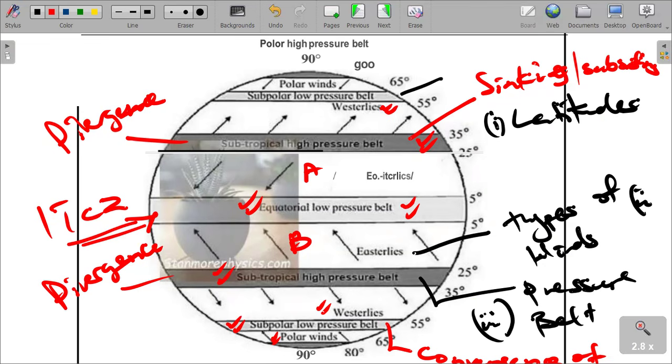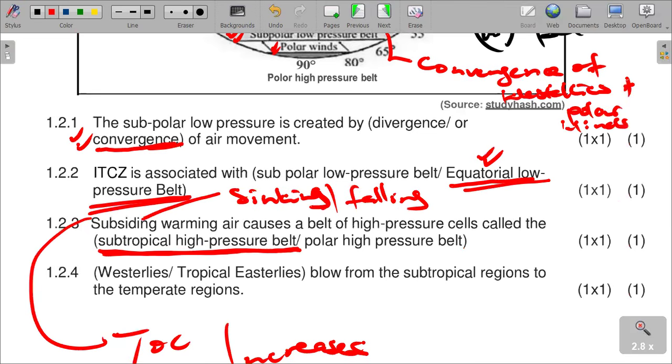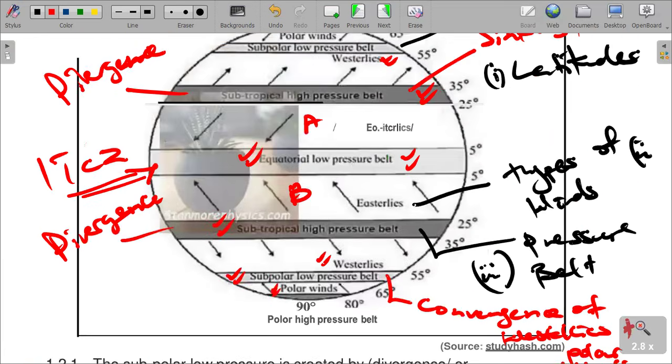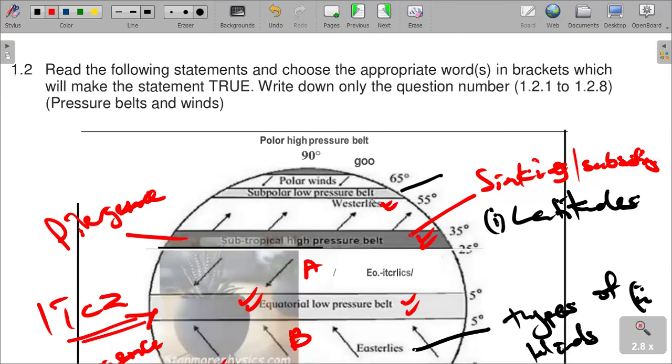The westerlies are the air masses that blow from the subtropical regions to the temperate regions. Westerlies are the ones that blow from the subtropical regions to the temperate regions. What is it? It is the westerlies. These blow from subtropical to temperate.